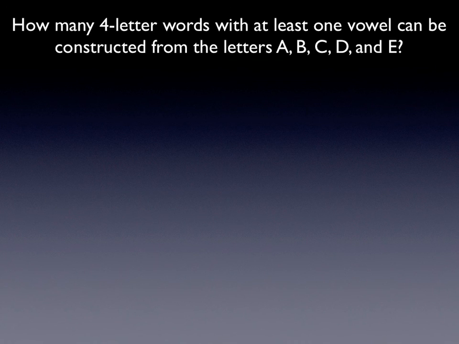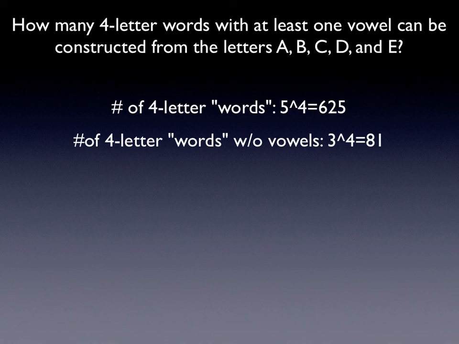Next, how many 4-letter words with at least one vowel can be constructed from the letters A, B, C, D, and E? The number of 4-letter words formed with the letters A, B, C, D, E is 5 to the 4th because there's 5 choices for each letter. We get 625. Let's see the number of 4-letter words without vowels.